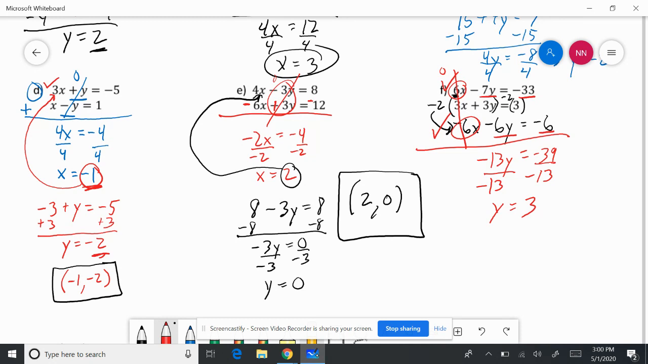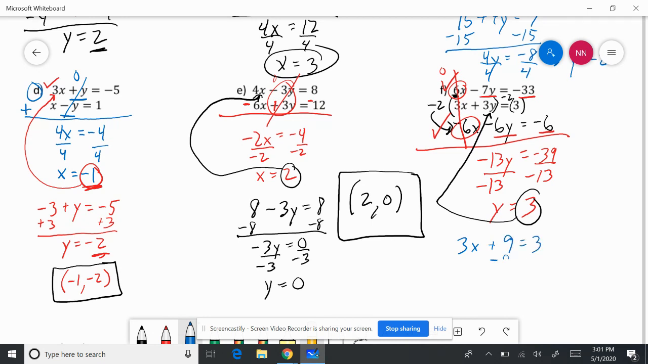Negative divided by negative is a positive. Now what I have to do is I have to pick one of the equations I want to plug it into. I'm going to pick the second equation. So I'm going to take the 3 and I'm going to plug it right in there. 3 times 3 is 9. So what I have is 3x plus 9 equals 3.